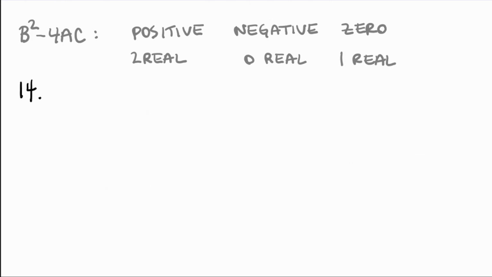Okay. So I'm going to go over here and I'm going to do, all right, number 14. Where'd I lose it? Oh, 2x squared plus 5 equals 2x.